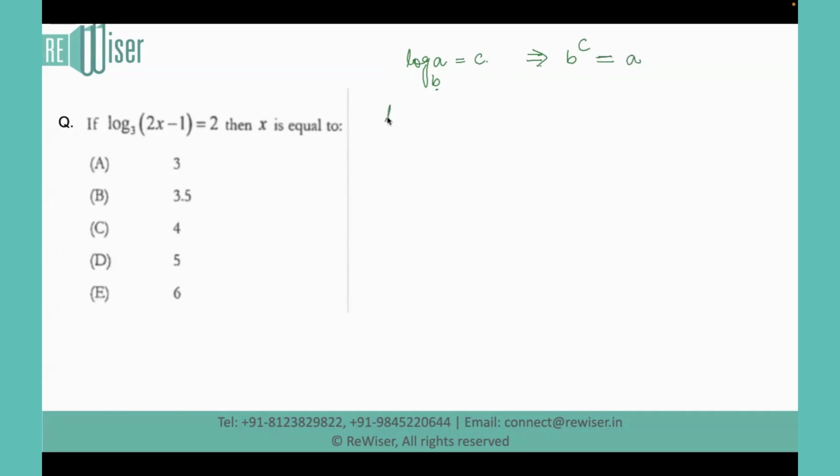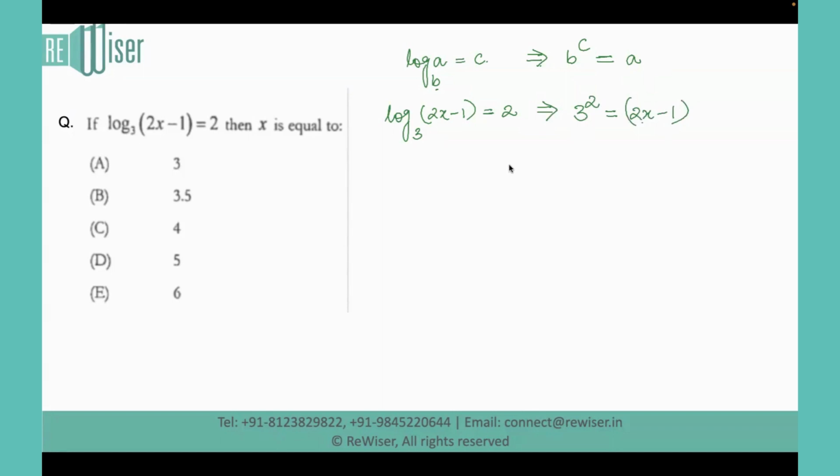As we have log base 3 of 2x minus 1, which is equal to 2. And now writing this in the same exact form, B as the base, so we have the base value as 3, 3 raised to the power 2, the value of C is 2, and that is equal to A, which is 2x minus 1. It's a very simple question.